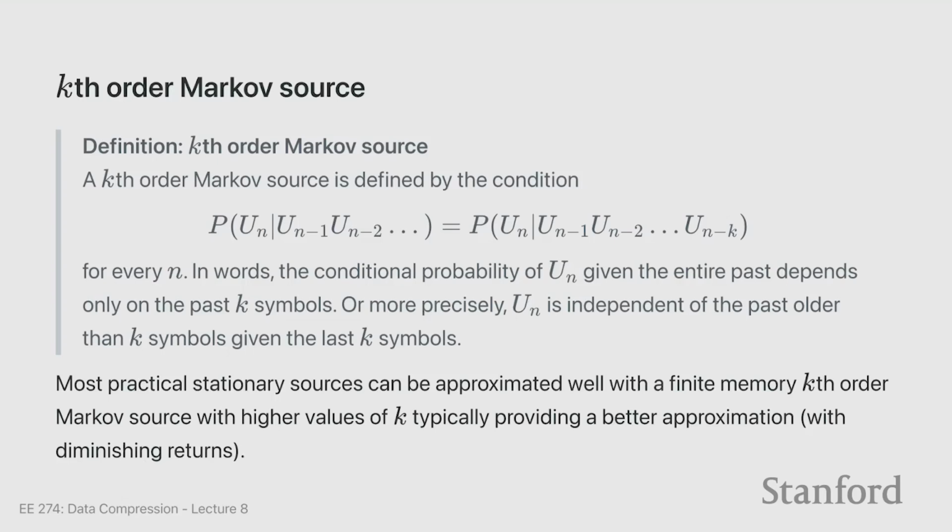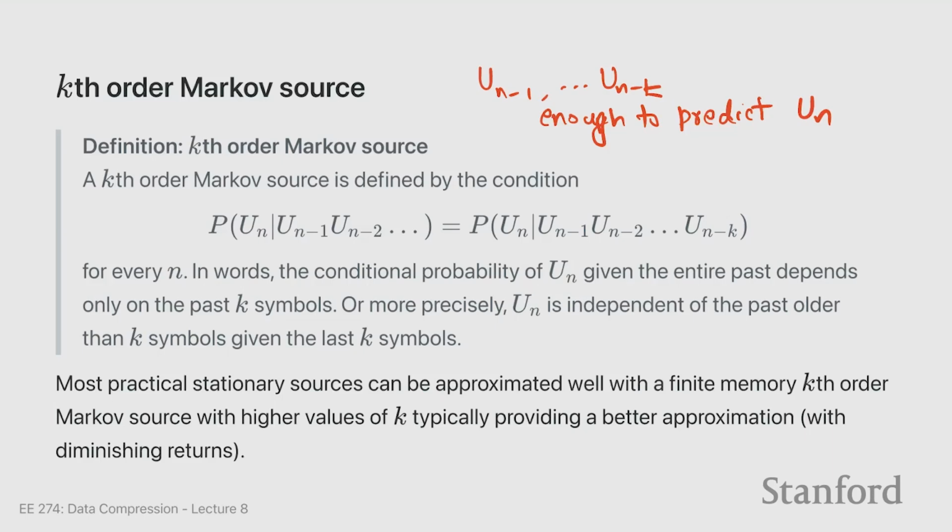If you like to think in terms of prediction, what we are saying is u_{n-1} through u_{n-k} is enough to predict u_n. Knowing things even before n minus k won't really help you in predicting u_n better, or knowing the distribution better.